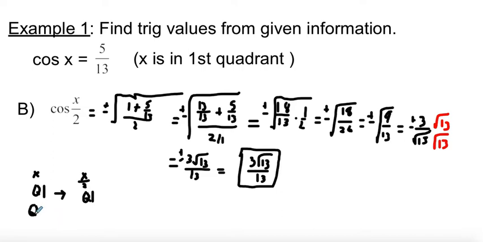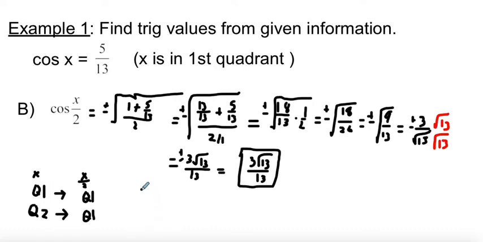They told you that X is in quadrant 2. What about the half angle? So let's think about that. 120 would be in quadrant 2. Divide that by 2 and you're at 60. And 60 is in quadrant 1. So if you've got a quadrant 2 angle and you want to find the half angle of that, it's going to put it in quadrant 1.